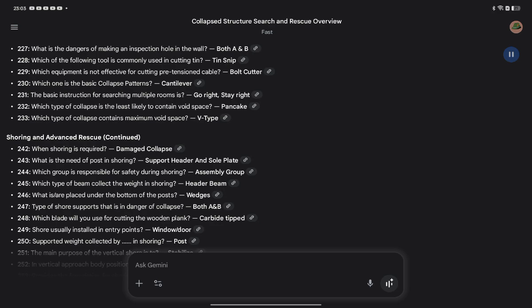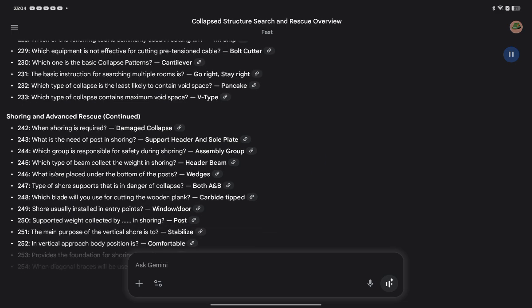229. Which equipment is not effective for cutting pre-tensioned cable? Bolt cutter. 230. Which one is the basic collapse patterns? Cantilever. 231. The basic instruction for searching multiple rooms is? Go right, stay right. 232. Which type of collapse is the least likely to contain void space? Pancake. 233. Which type of collapse contains maximum void space? V-type. Shoring and advanced rescue continued.